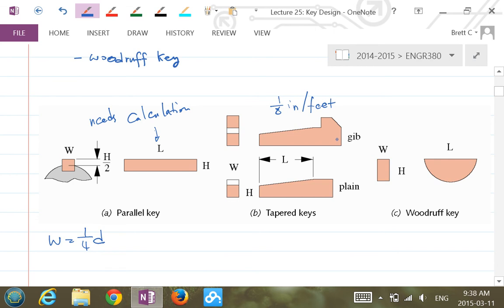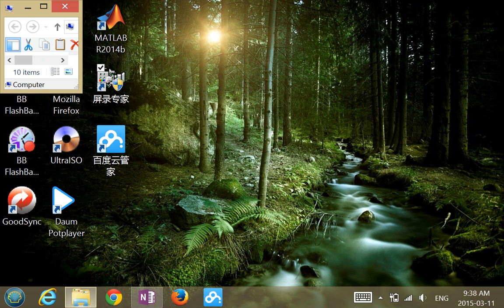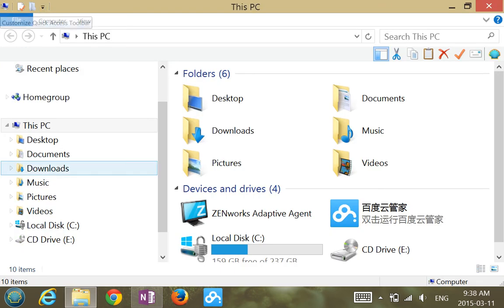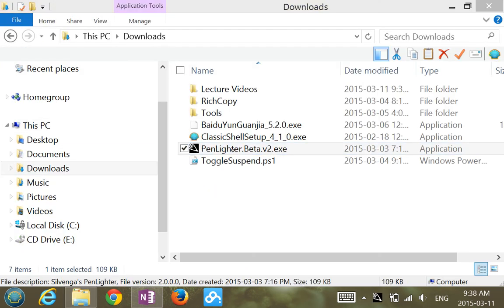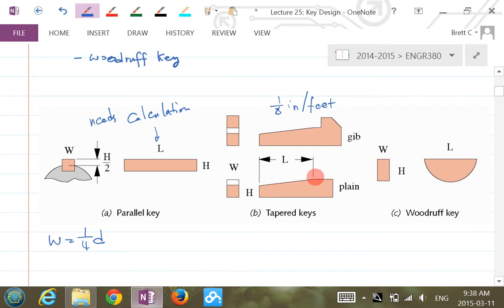So when you have a gib head key, it's actually easy to disassemble it. But you do have a standing out portion here. So that might cause an intrusion for some other machine elements. Oh, I need to turn on the little red things here. Okay, so good. This is called the gib head key, right?